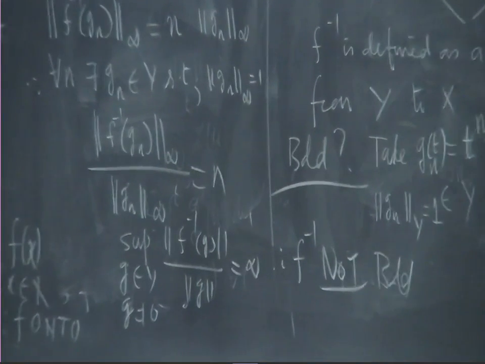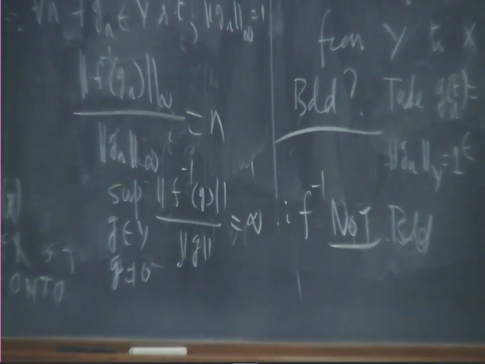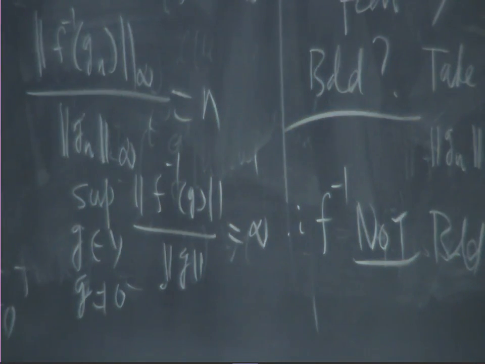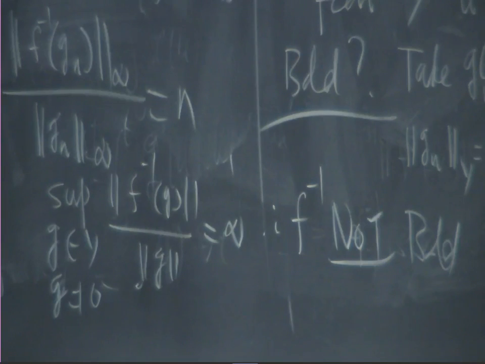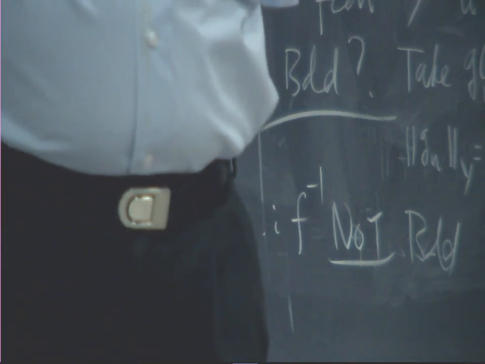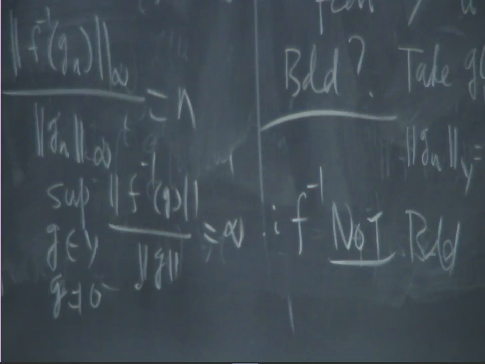So therefore, the boundedness of F failed to force boundedness of F inverse. That's where we run into difficulties when you come to infinite dimensional normed spaces. Whereas in finite dimensional vector spaces, the moment F inverse existed, it was forced to be bounded. But in infinite dimensional spaces, even if F inverse exists, even though it was linear, even though the original fellow was bounded, the inverse need not be bounded.